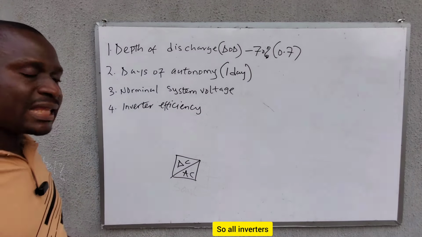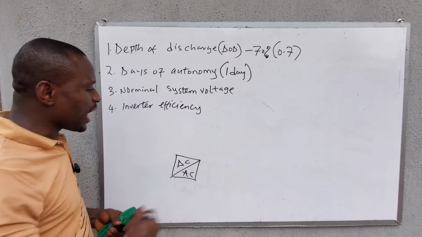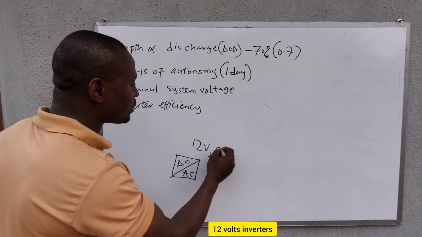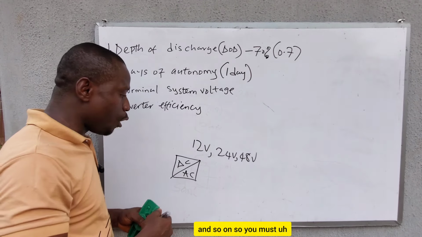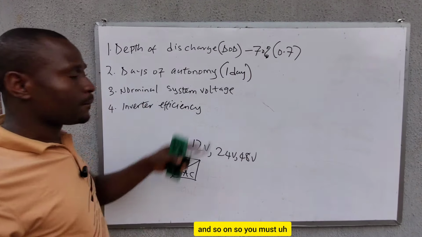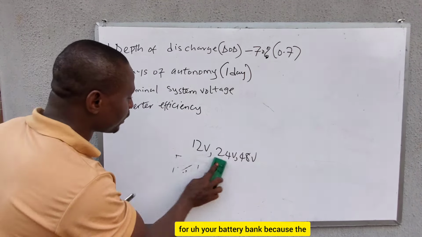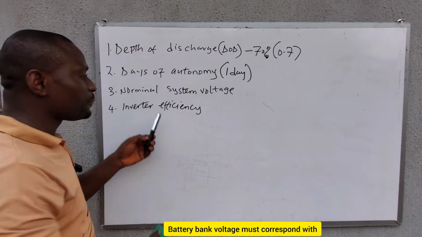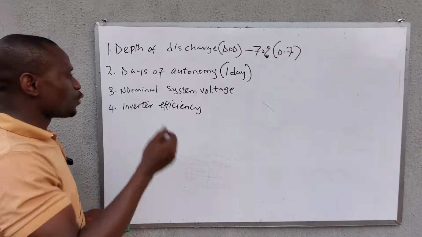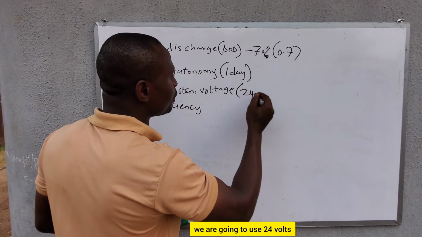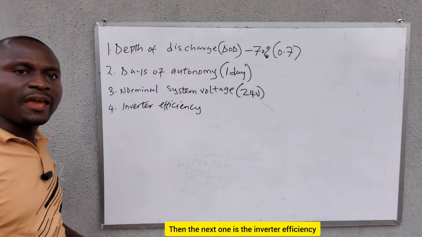So all inverters have their reference voltage, their nominal system voltage. We have 12 volt inverters, 24 volt, 48 volt inverters and so on. So you must choose a reference nominal system voltage for your battery bank, because the battery bank voltage must correspond with the inverter DC input voltage. So for this calculation, we are going to use 24 volts.